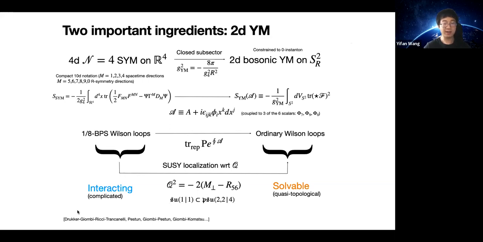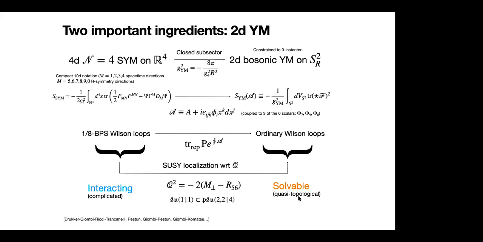Okay, if not. So this kind of 2D correspondence is very useful and powerful because it reduces a computation of seemingly very complicated interacting observables in the 4D theory to some solvable problem in the 2D gauge theory, which is much simpler thanks to the quasi-topological nature of the 2D Yang-Mills theory that you may have heard of. So, sorry, this Q squared is equal to that. So is that like a Q commutator with an S?